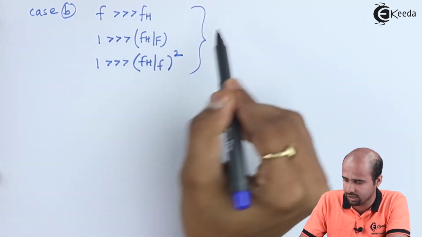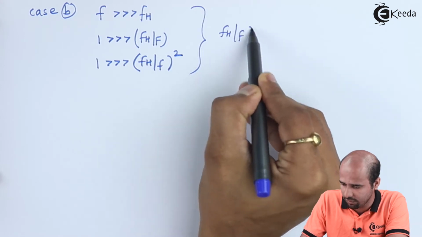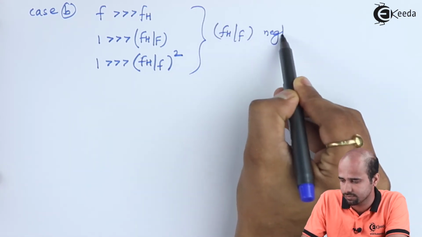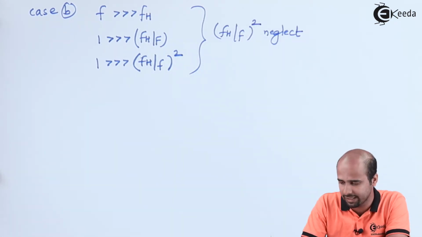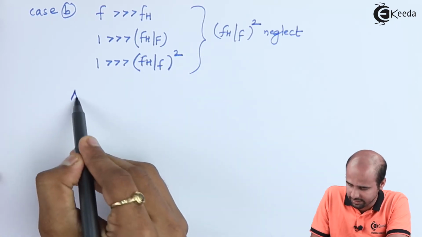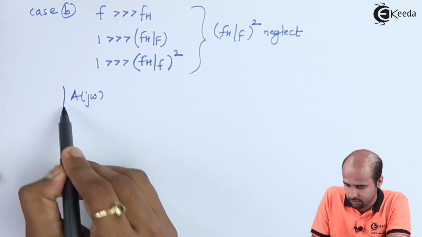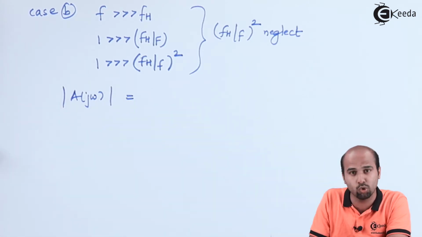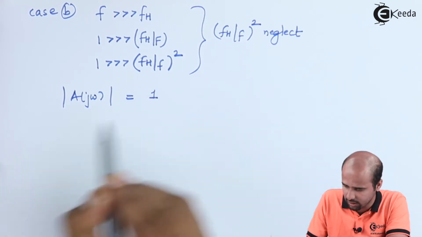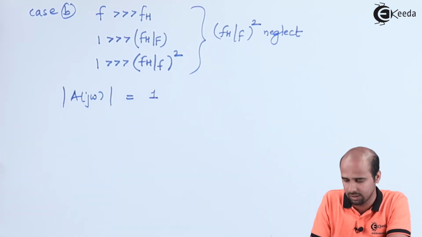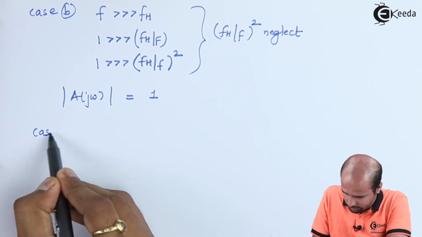So here I will make a conclusion that fh upon f, rather its square, I can neglect. If I neglect this fh upon f the whole square, then whatever value I get is nothing but 1. Just go through the transfer function, neglect the value of fh upon f the whole square, we will be getting 1 upon under root of 1 plus nothing. That means your A of j omega is 1. Clear? Nice.